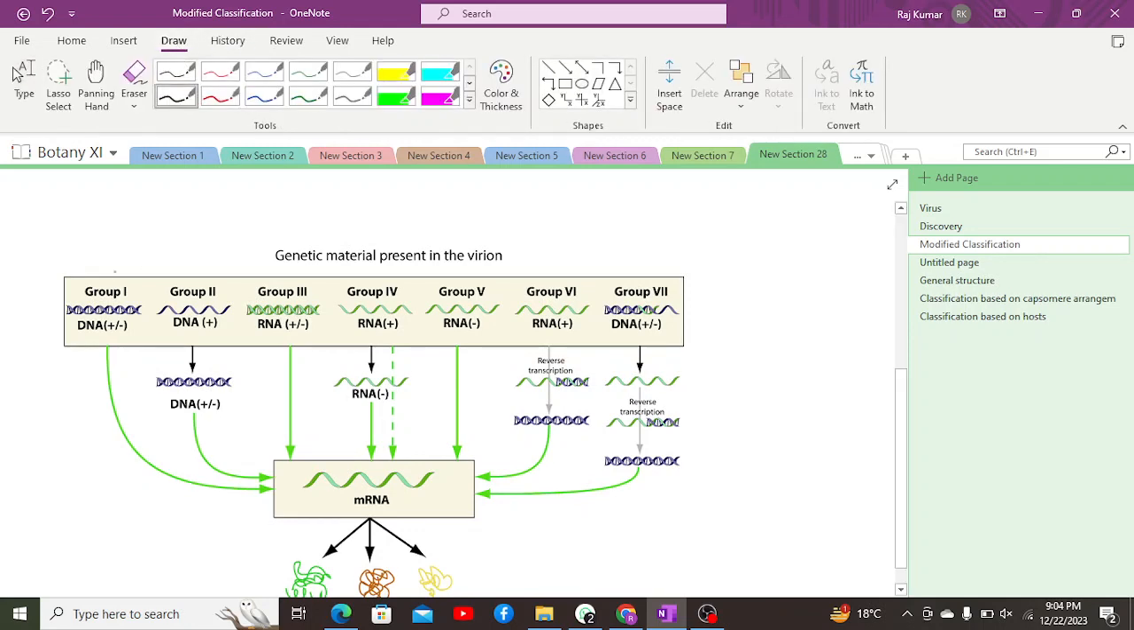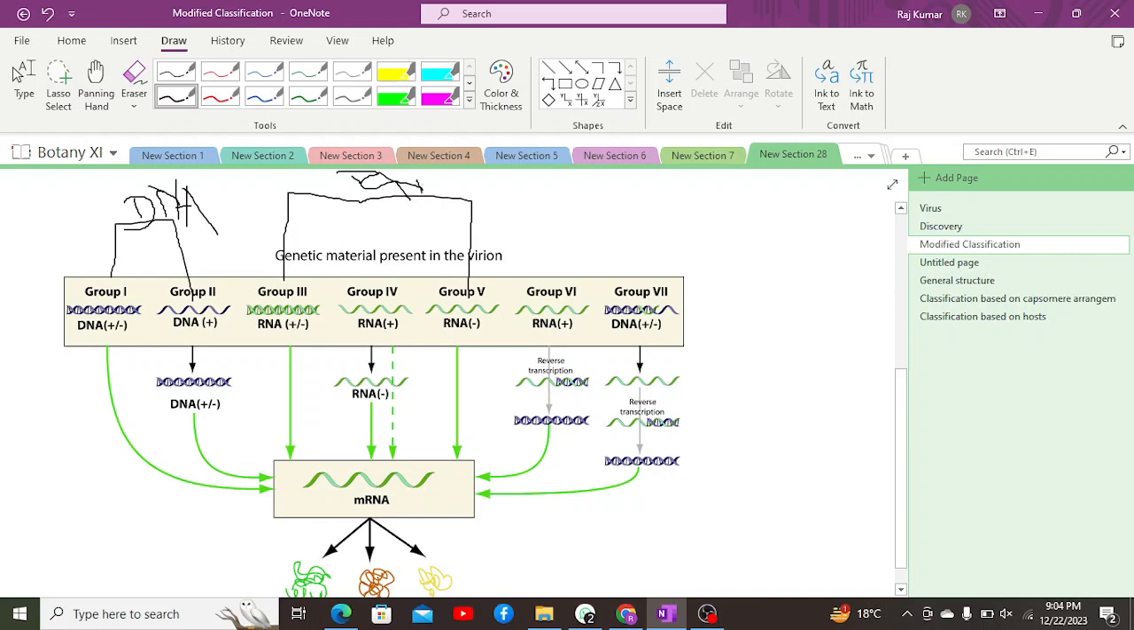When it comes to the groups, these are basically the classes. First, there are two classes: double stranded DNA and single stranded DNA. These two classes are classified into a single group, the DNA viruses. And then we have the classes which include double stranded RNA, positive single stranded RNA, and negative single stranded RNA viruses, which are classified as RNA viruses.